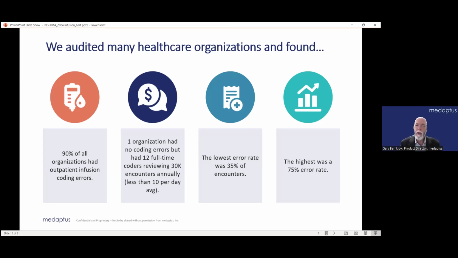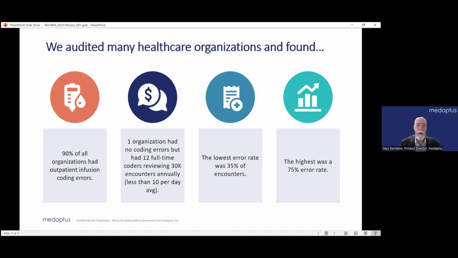They had annually 30,000 encounters, which I would say is on the small side, but they had 12 full-time coders who were coding every single one of those encounters by hand directly from the documentation and creating the charges from it. And they did a really good job on it. But again, you're paying 12 full-time coders to review 30,000 encounters, which is not all that efficient. Of the other 9 out of 10, the lowest error rate we saw was 35% of the encounters with errors, and the highest was 75%.